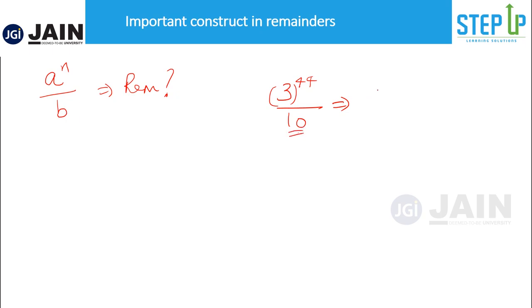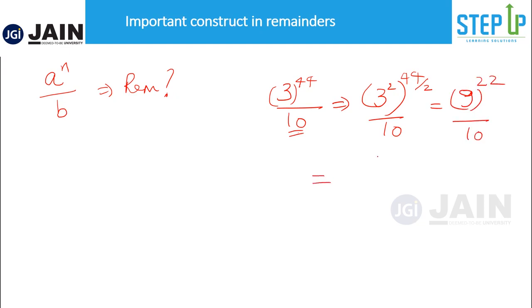That means I can write 3 to the power 44, I can say 3 to the power 2, to the power 22. Would you agree with me? So what we are trying to do is we are trying to write this 3 in the form of 10 plus minus 1, 10 plus 1 or 10 minus 1. Now 10 plus 1 is not possible, but 10 minus 1 is possible because 3 to the power 2 is 9. Sorry, this would not be 44, this would be 44 by 2, right? Or you can say this is 3 to the power 2, that means 9 to the power 22 upon 10. Now I can also write 9 as 10 minus 1, so (10 minus 1) to the power 22 upon 10.